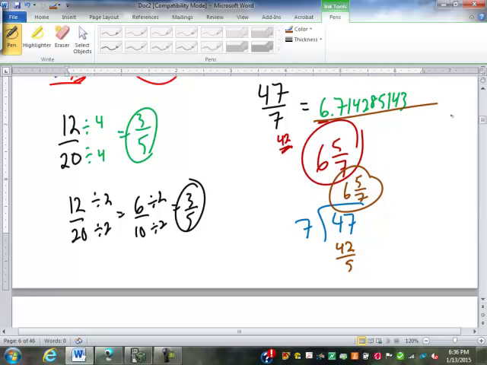I could keep going with the 4 sevenths for probably 40 or 50 digits if you wanted me to. Try me sometime. I'm really fun at parties.